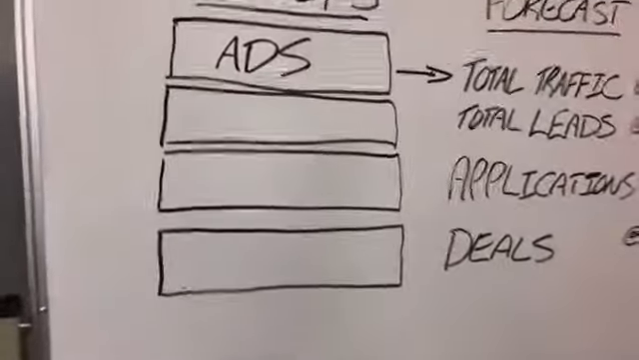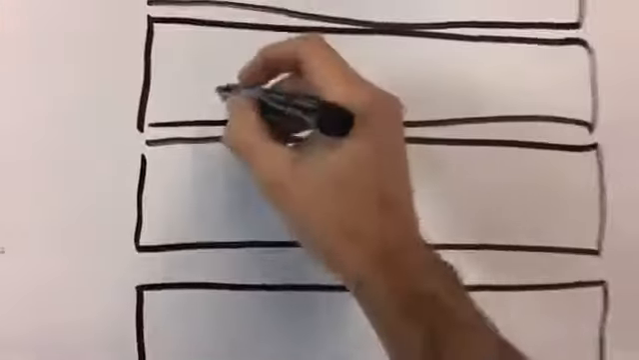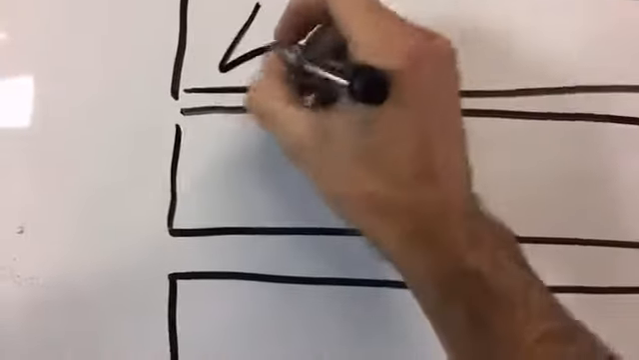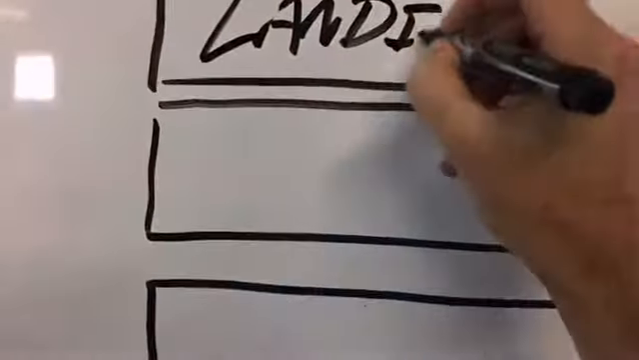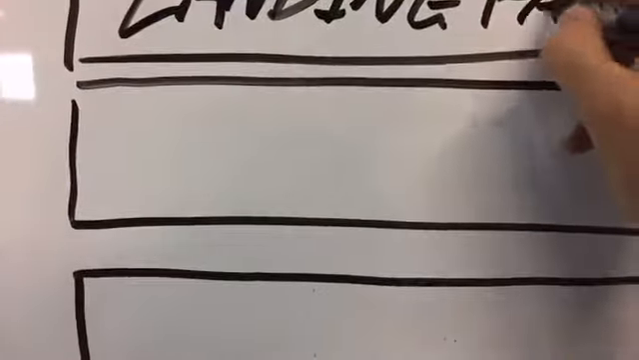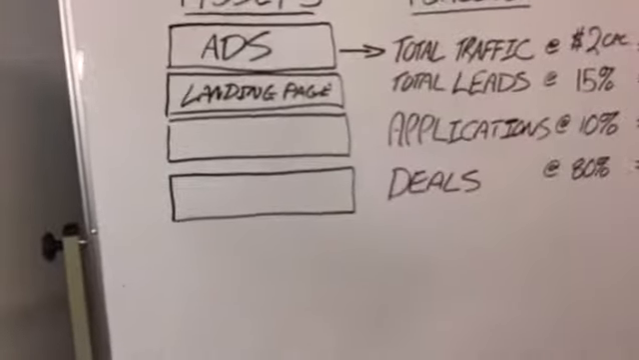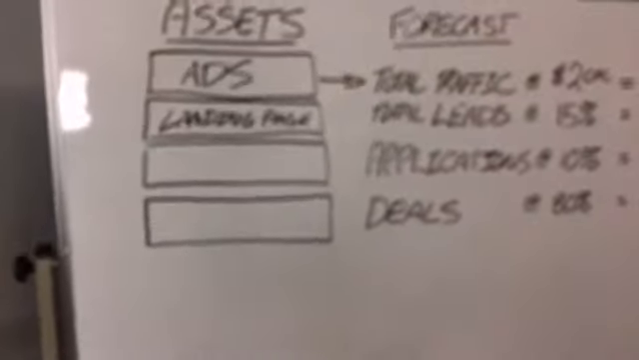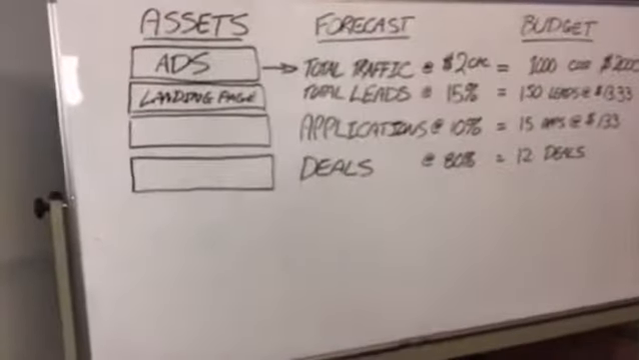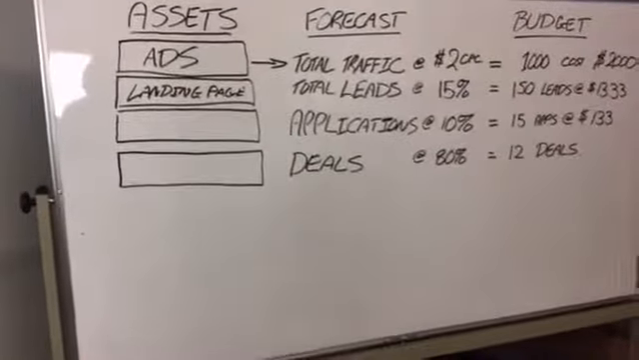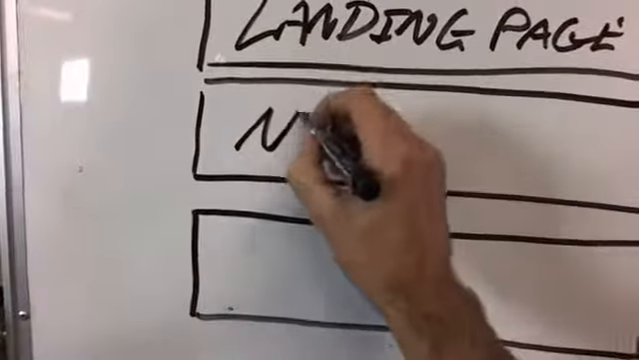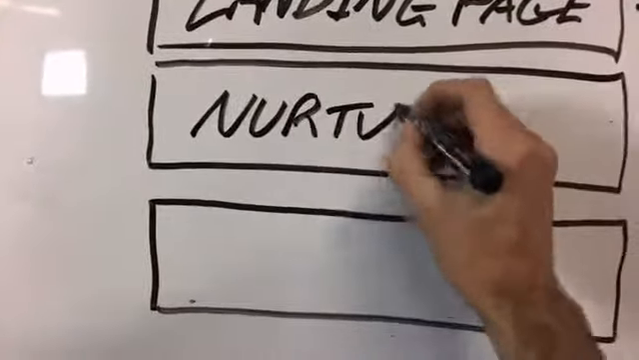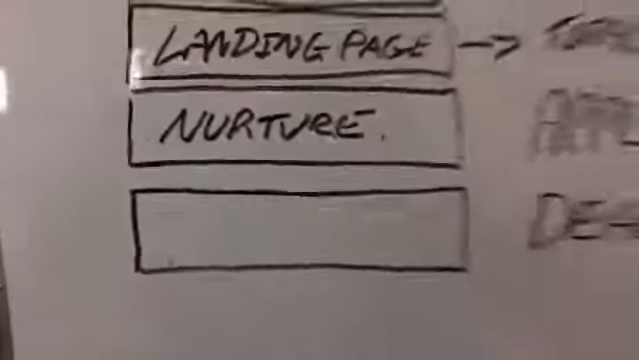Now, when somebody clicks on your advertisement online, they are going to see a landing page. Your landing page is what actually gets people to opt in or give you their information. So the landing page is what generates the leads from the actual advertisement. Then once you get somebody as a lead, you need to nurture them. So this is the nurture phase of our process.